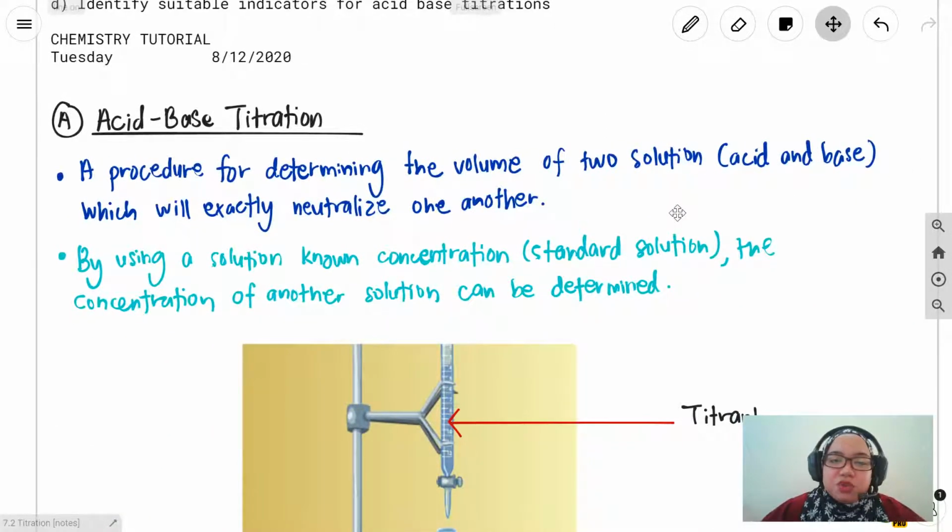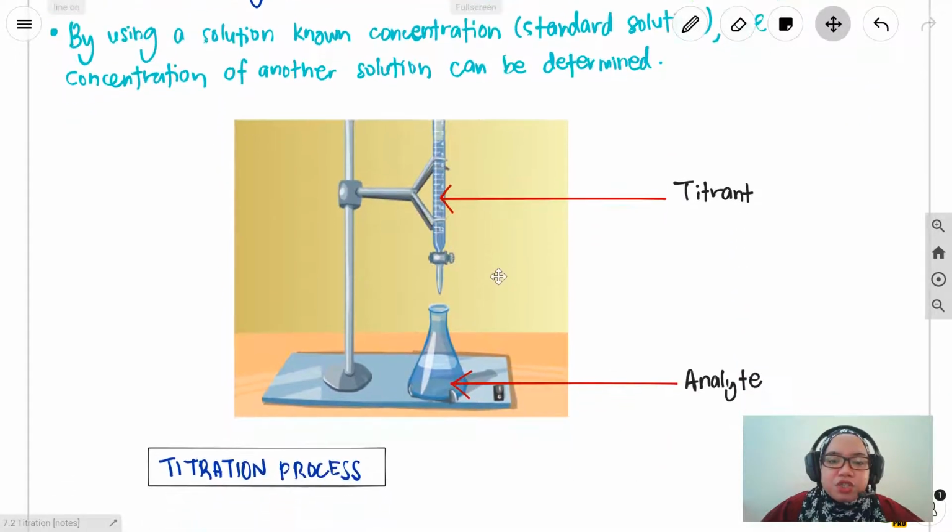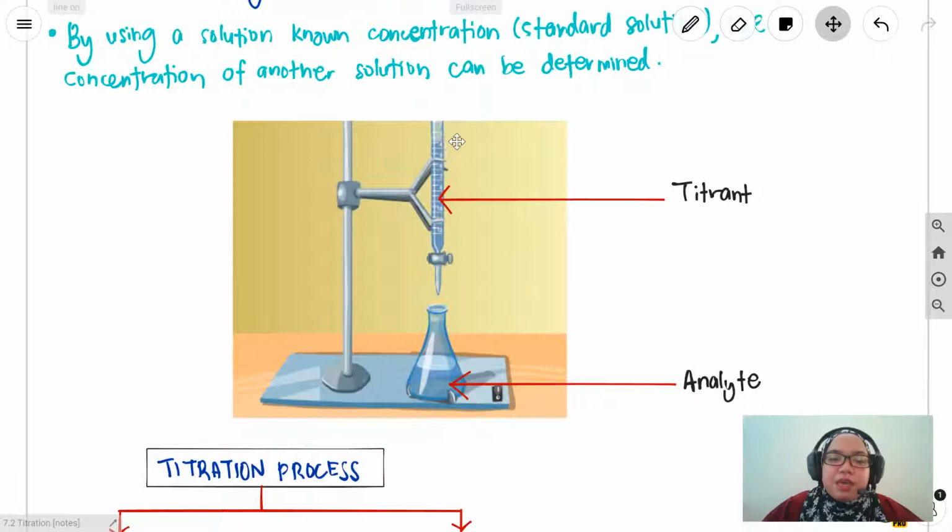So acid-base titration is basically a procedure for determining the volume of two solutions, acid and base, which will exactly neutralize one another. And by using a solution of known concentration, which is a standard solution, the concentration of another solution can be determined. So this is how you set up your titration experiment. Inside the burette is the titrant, where you're going to titrate the titrant into the analyte. So inside the conical flask is the analyte.